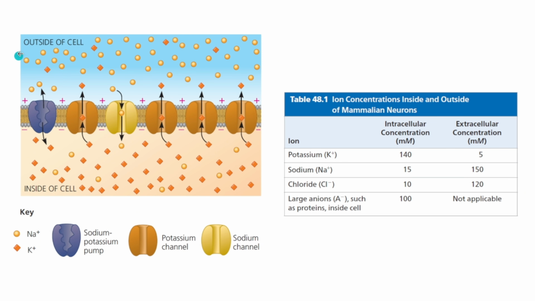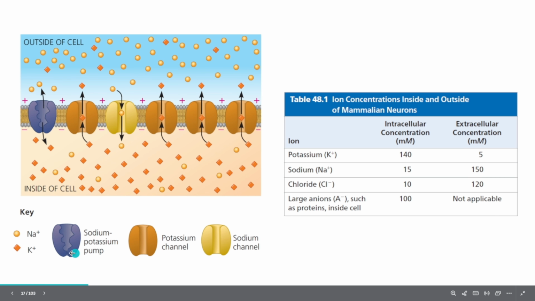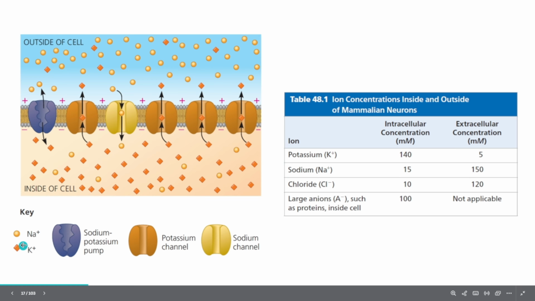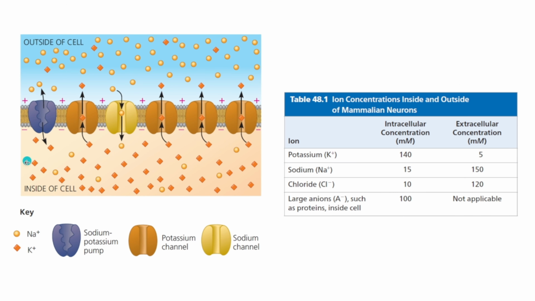So you can see this. This blue one is the sodium potassium pump, the normal one. And this one is the potassium channel, which is what we call a passive ion channel. Potassium channel and sodium channel. So we know that in the resting state, potassium ion inside the cell is high. You can see the diamond shape is representing potassium ion. The circle is sodium ion. So you can see here inside the cell, potassium ion is higher than outside the cell. But for sodium ion, outside the cell is higher than inside the cell.